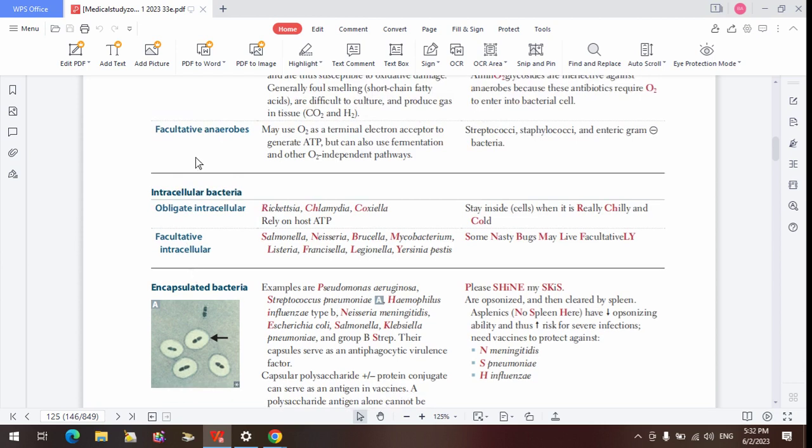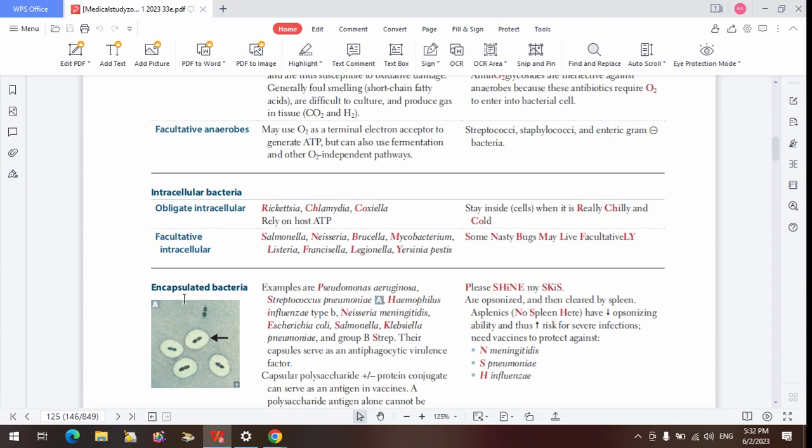When you use the word facultative, that means we are trying to say in between. It is neither there nor here. That means they can do both. It's just like facultative anaerobes. They can both use oxygen and they can survive in the absence of oxygen. It will not exclude. Exactly. Now, when we say facultative intracellular, that means it can survive inside the cell or outside the cell. Obligate, they have to be inside the cell. Yes, they have to be inside the cell. That is it.